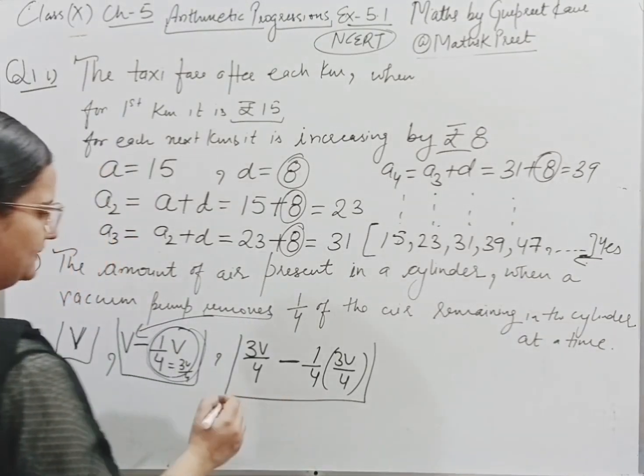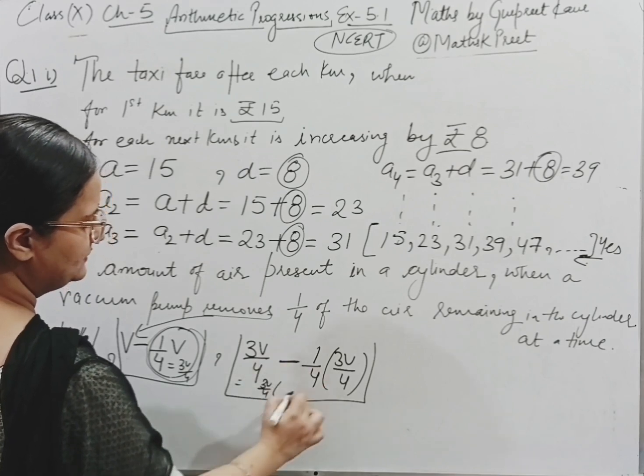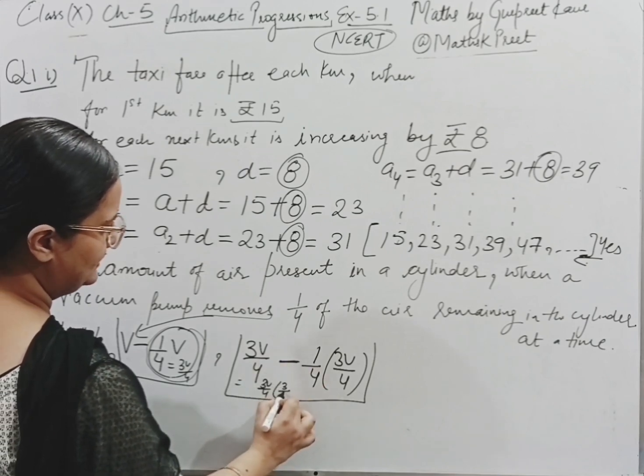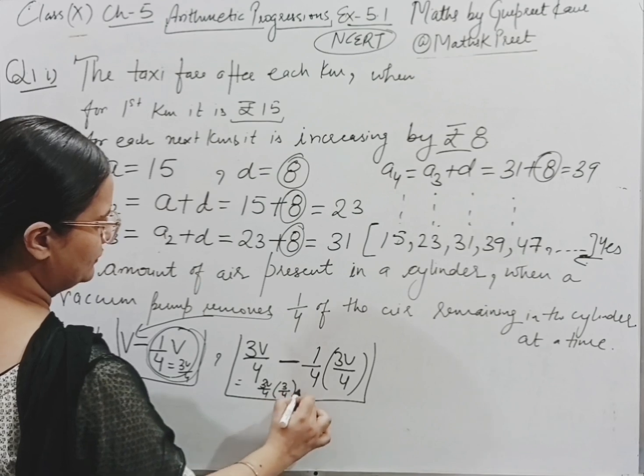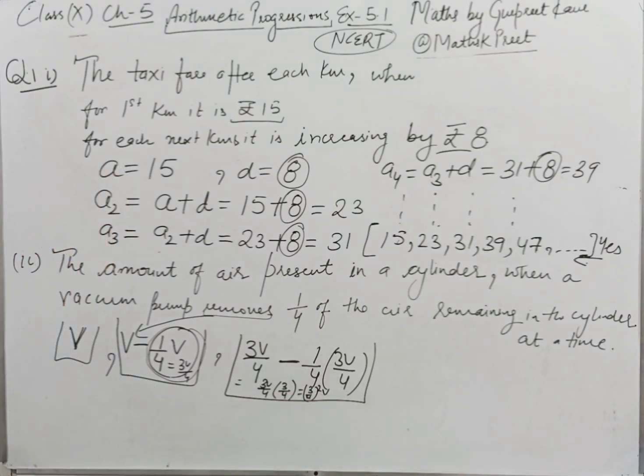Fine. After calculating, I'll take this 3V by 4 out, and inside I'm getting 1 minus 1 by 4. By taking the LCM, I'll get 3 by 4. So it's 3 by 4 whole square, outside V. Fine.